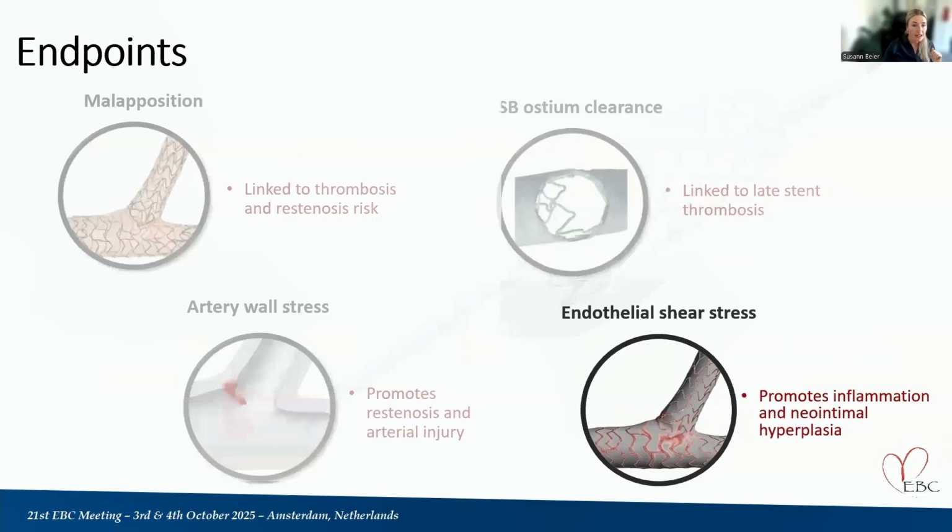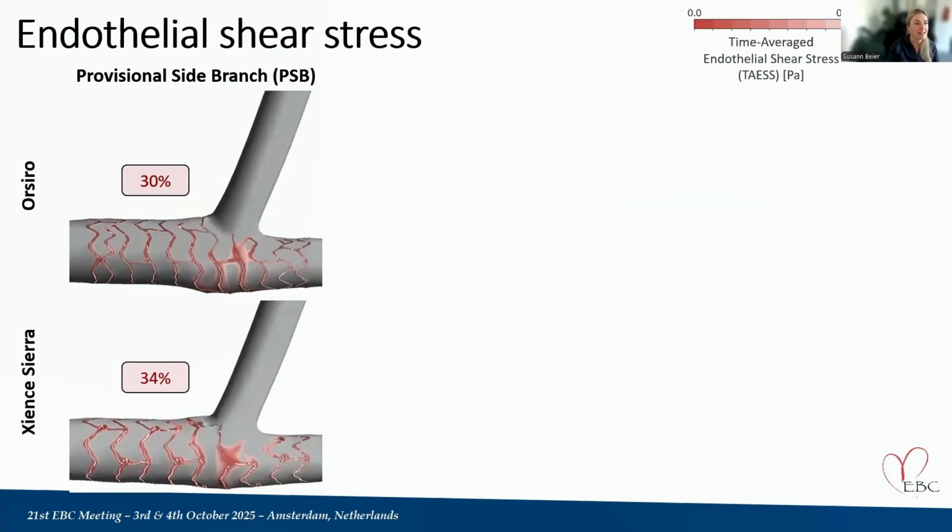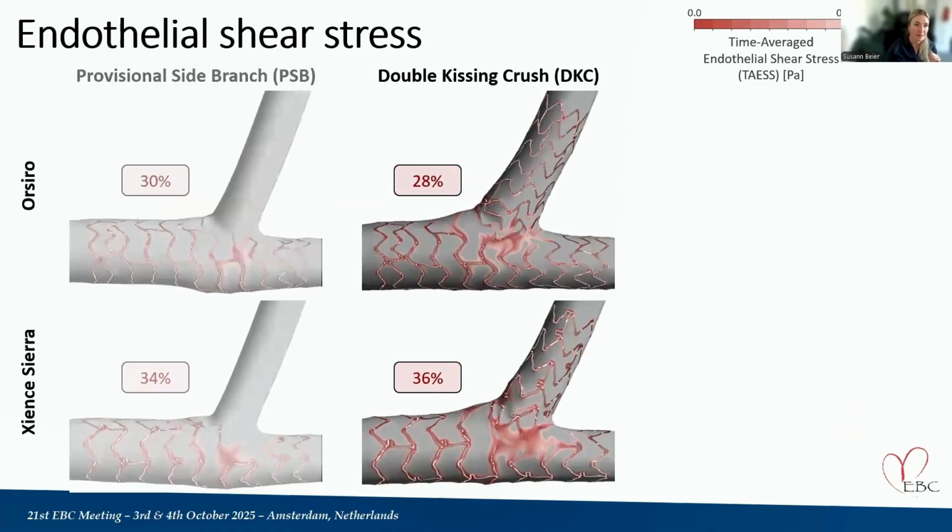Now, in terms of hemodynamic profile, so the stresses imposed on the endothelium promoting inflammation and neointimal hyperplasia, we can see that for the Ozyro, we had 30% adverse areas linked to adverse clinical outcomes versus 34%. So small differences, but in this case, Science-Sierra was worse, so larger adverse areas were found for the Science-Sierra.